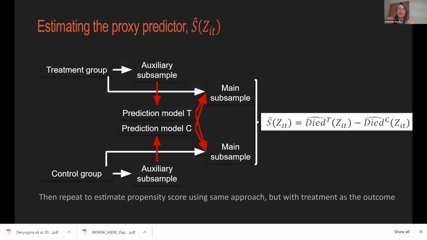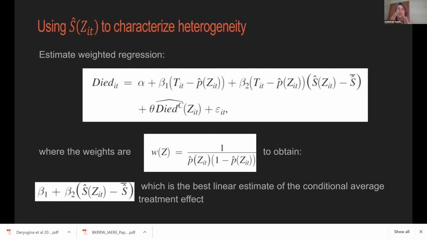Then the next step is you do the same idea, but to estimate the propensity score. So given people's characteristics, what's the probability that they're living in a polluted area on that day versus not, okay? And then you put those together and run a regression, specifically a weighted regression, to get this linear estimate of conditional average treatment effects, okay? There's the math. Again, happy to go through the details, but also, the next speaker knows this stuff way better than I do.